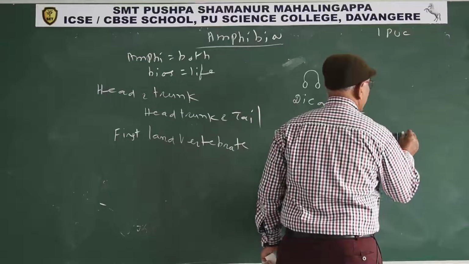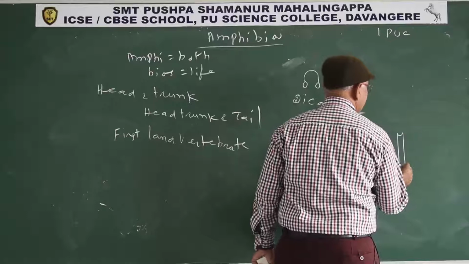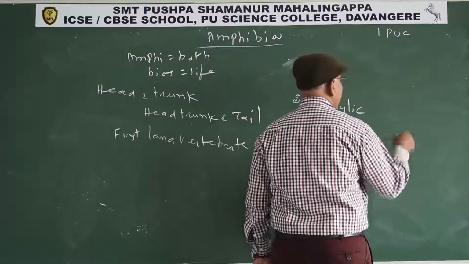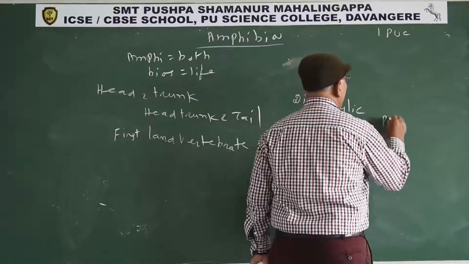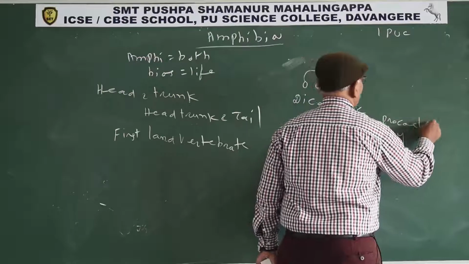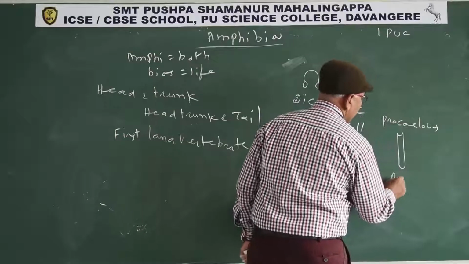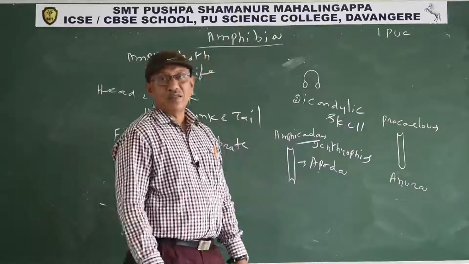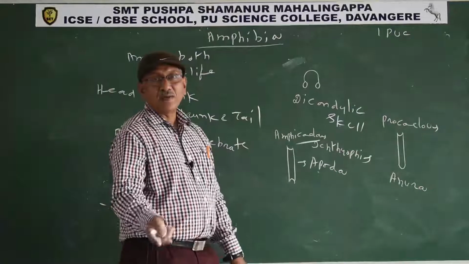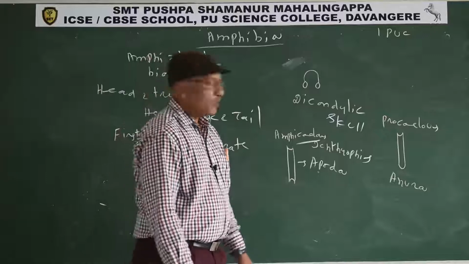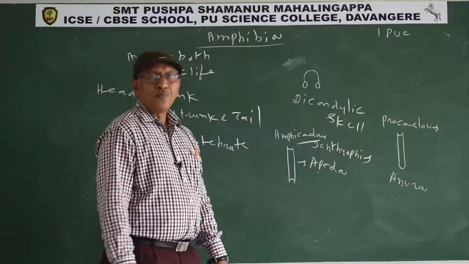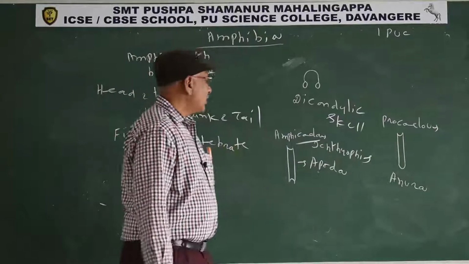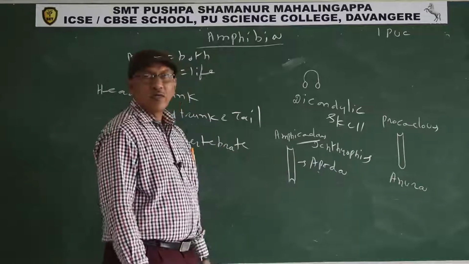Procoelous vertebrae: concavity present only at the anterior part, posterior part convexity. If concavity present at the anterior part, known as procoelous vertebrae. Procoelous vertebra seen in order Anura. A means no, ura means tail. Tailless amphibians, frogs and toads, are included in order Anura. In members of order Anura, procoelous vertebrae. In members of apoda, amphicoelous vertebrae.